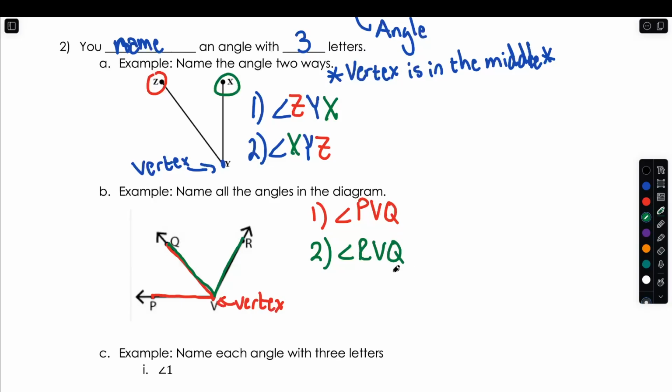And some of you at this point might say, well, everything's colored in. All of my lines are shaded. That's all the angles I have. But what we're not noticing is that there's a third angle. If I act like that line Q isn't there, then I've got an angle P to V to R. So our third angle is angle PVR. So make sure you're looking for all of those angles.